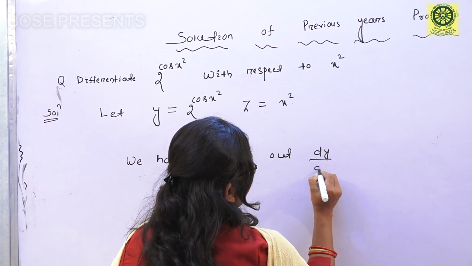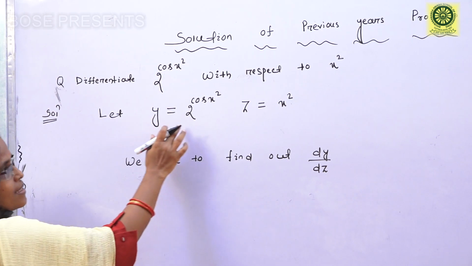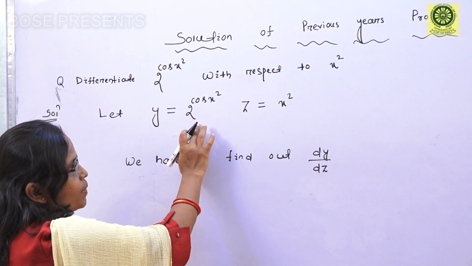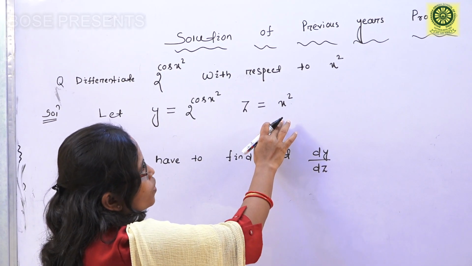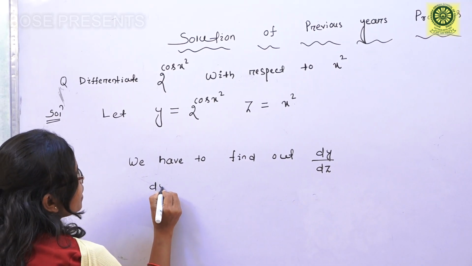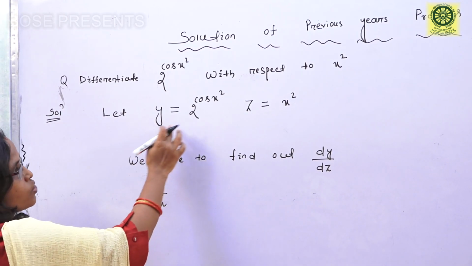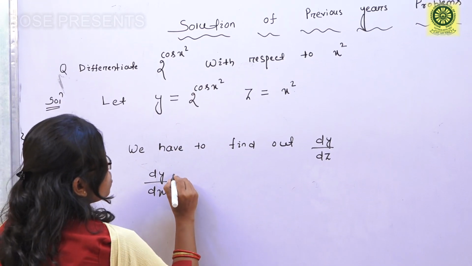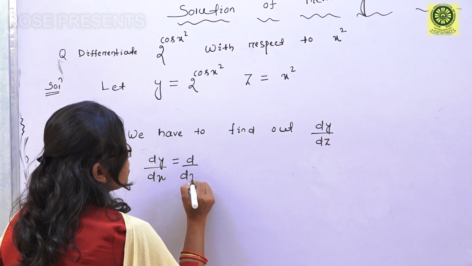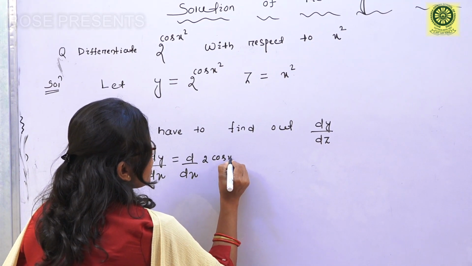dy divided by dz. Okay, but y is a function of x variable and z is also a function of x variable. So first we have to calculate dy by dx from y equals 2 to the power cos x square. So what is the value of dy by dx? That equals d by dx. Here y equals what? 2 to the power cos x square.